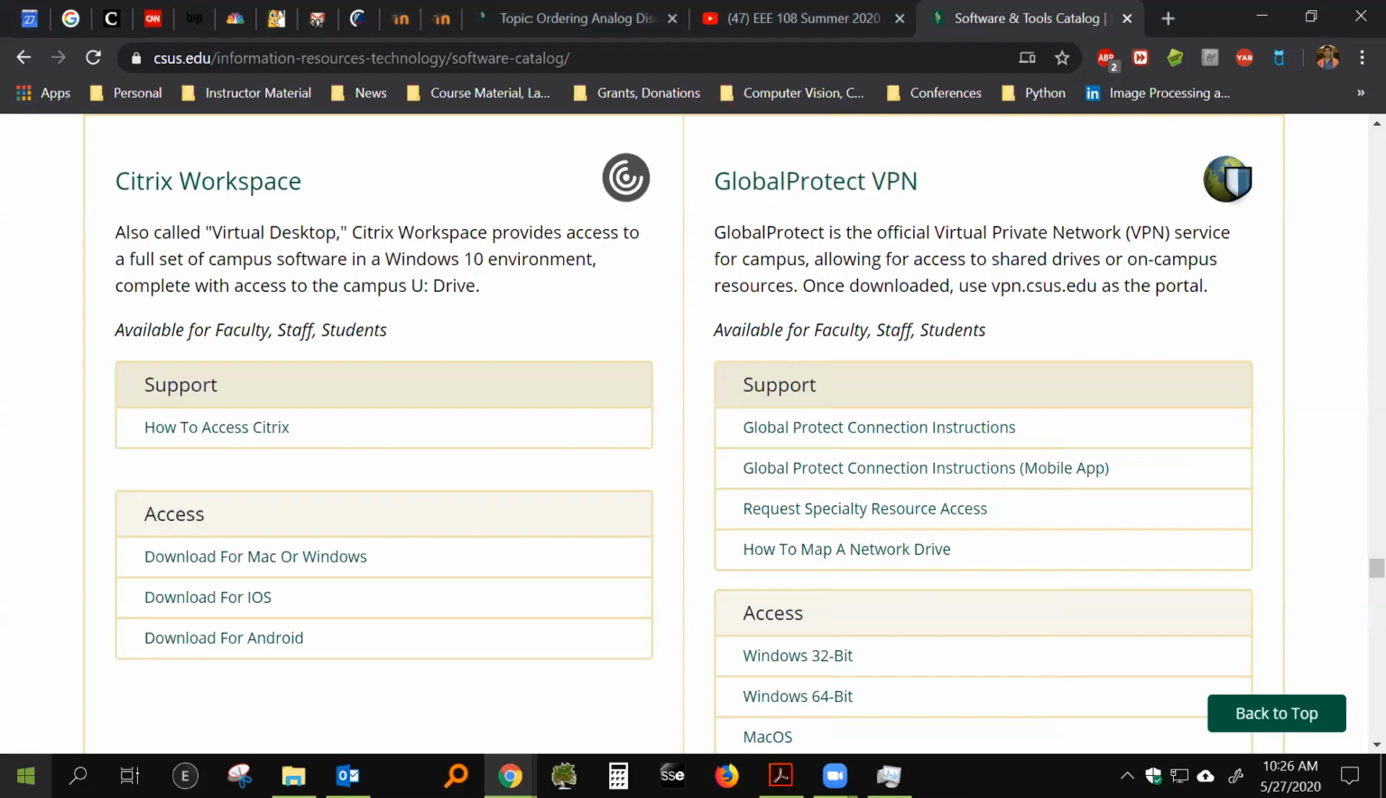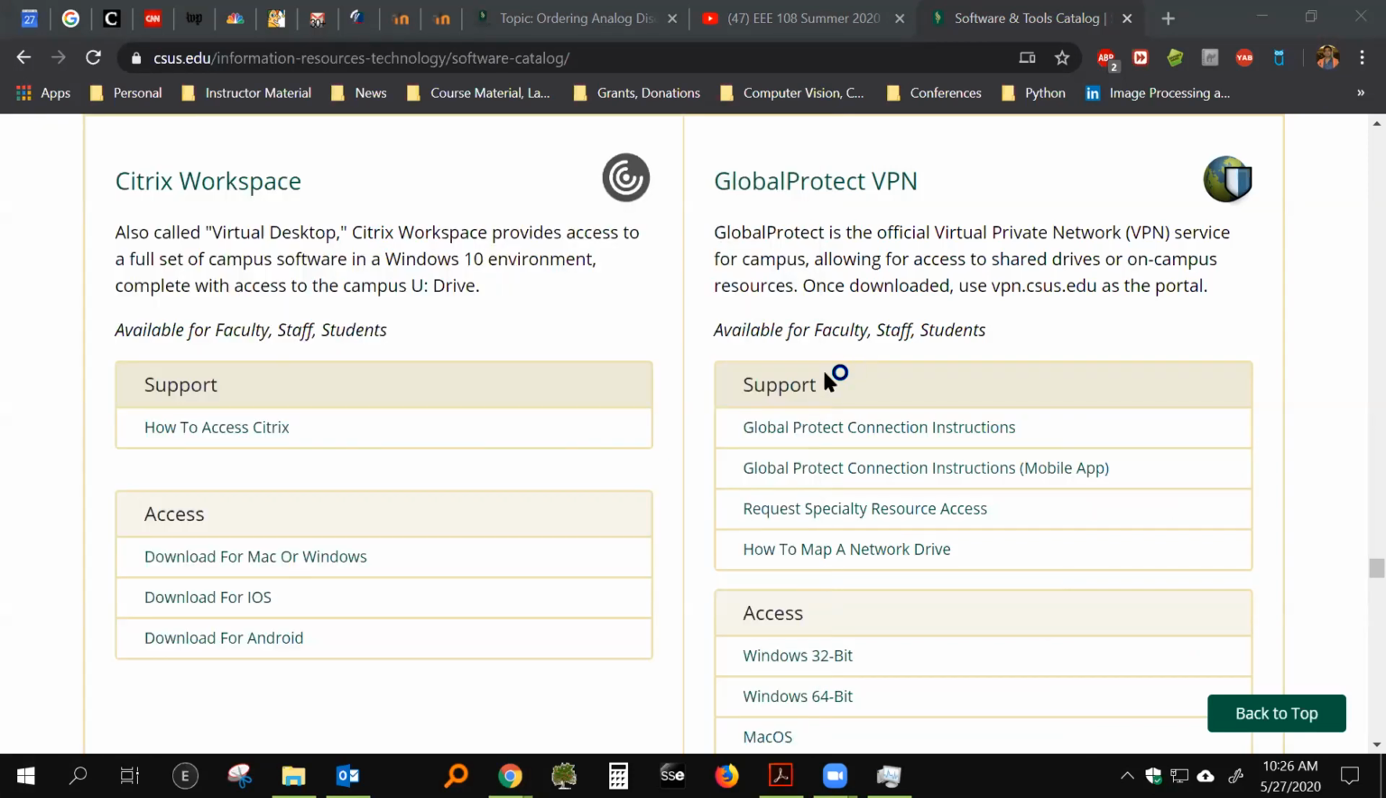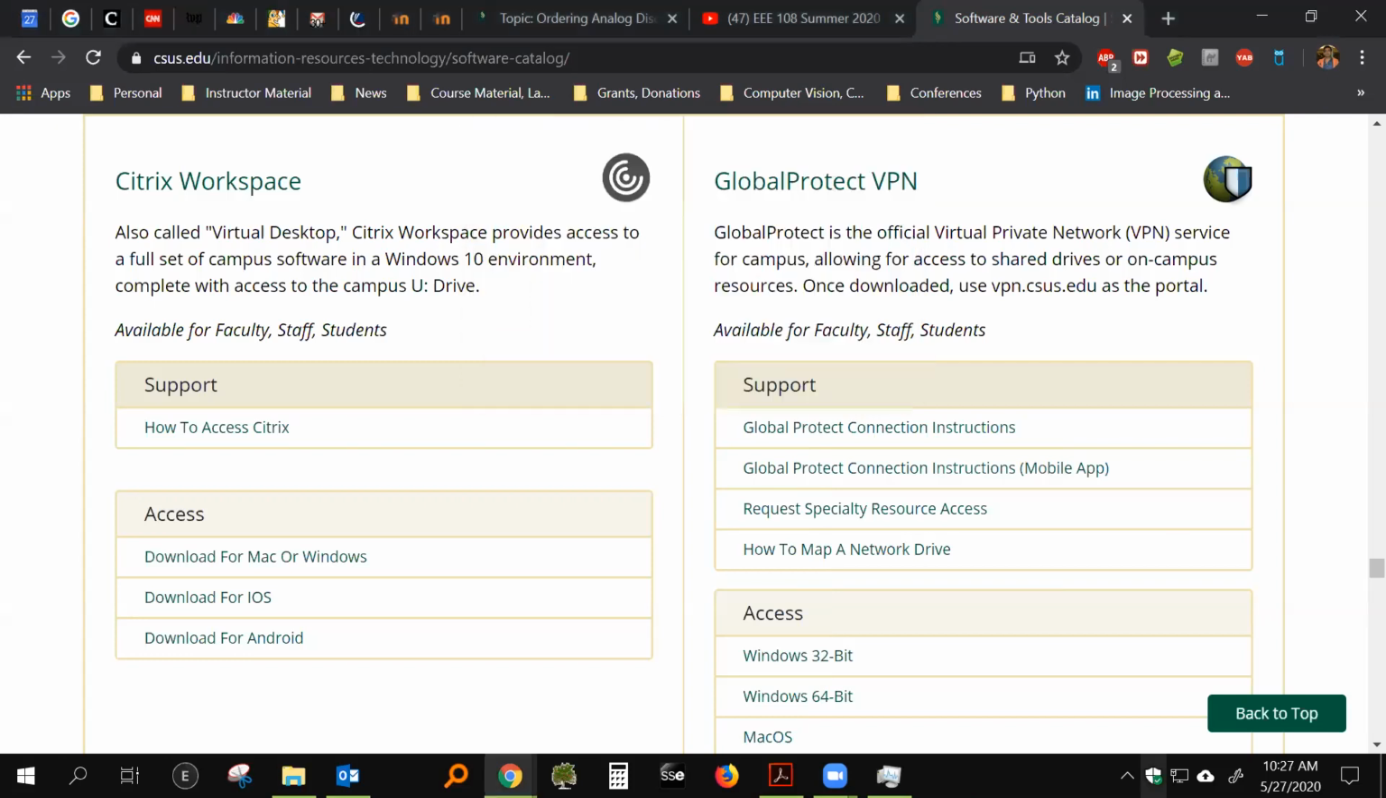When you're doing Remote Desktop, you have to enter hydra.ecs.csus.edu. That's the server name. And the username would be ECS slash your ECS account. Okay? Okay, thank you.